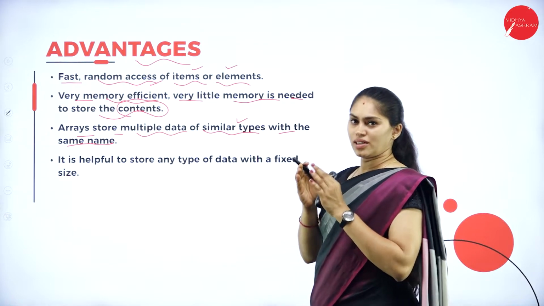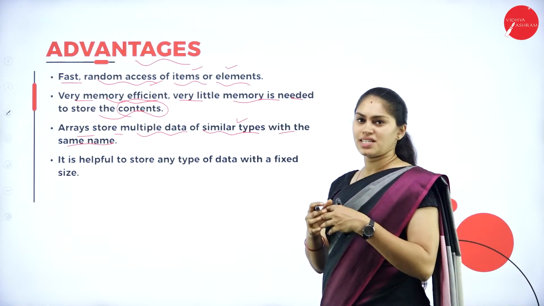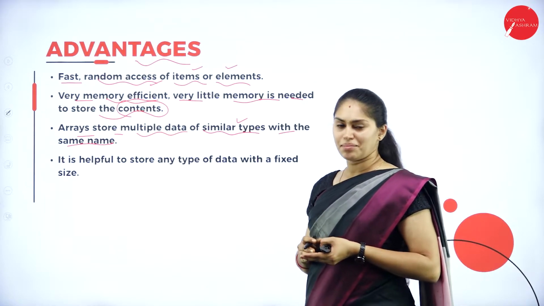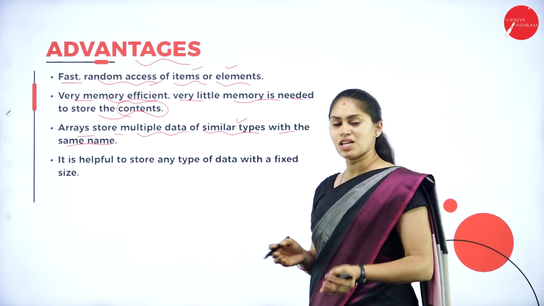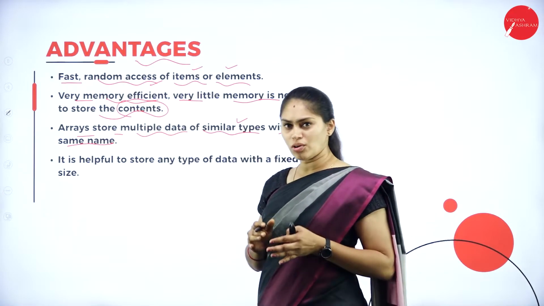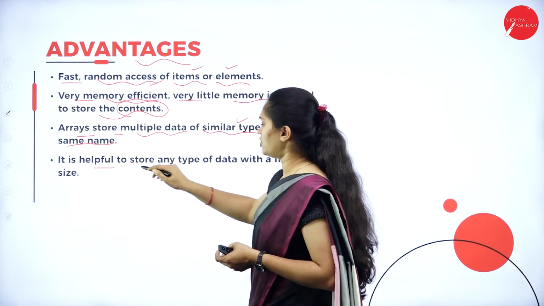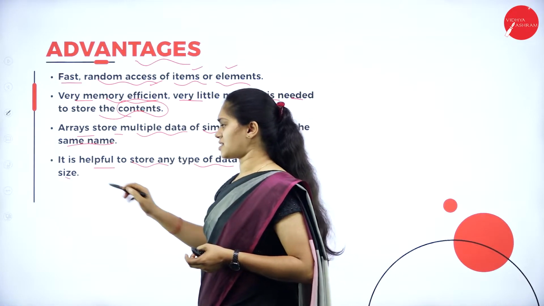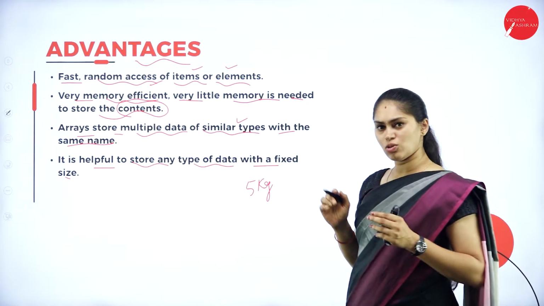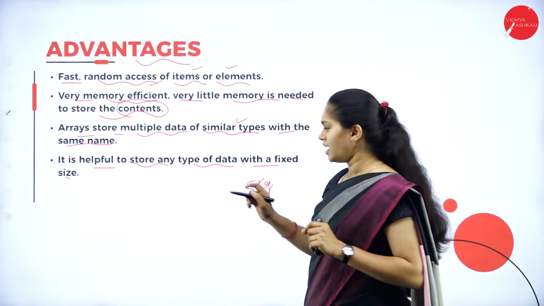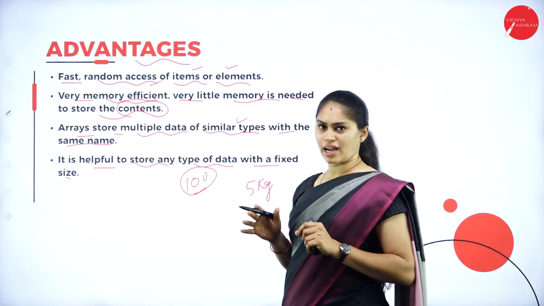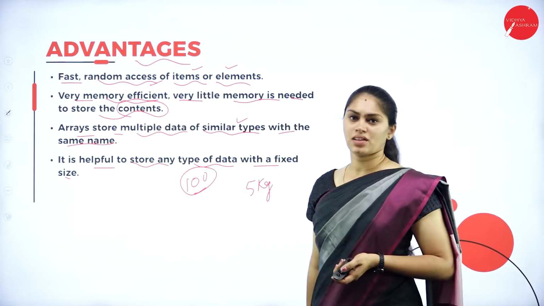If I say vegetables, then that number of vegetables comes under that category. If I say bicycle, the number of bicycles comes under the same category. That means we can have n number of elements which come under the same category with the same name. Such elements can be stored in the arrays concept, and it is helpful to store any type of data with a fixed size. And also we can restrict the size. For example, if I am taking a 5 kg bag, then it is restricted to hold only 5 kg. In the same way, if I specify the number of seats as 100, then only up to 100 seats can be entertained. This is what we can do in the arrays concept also.